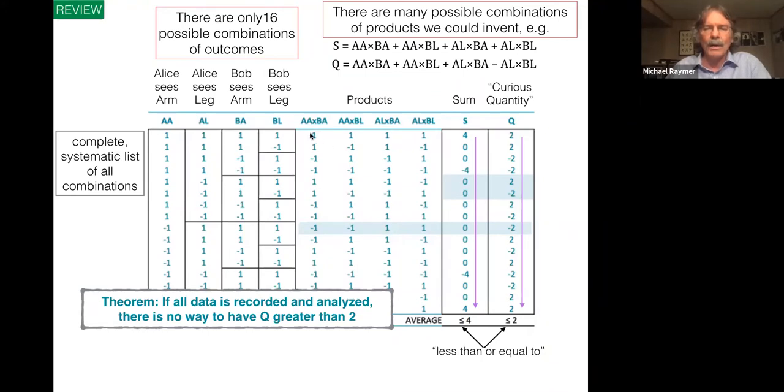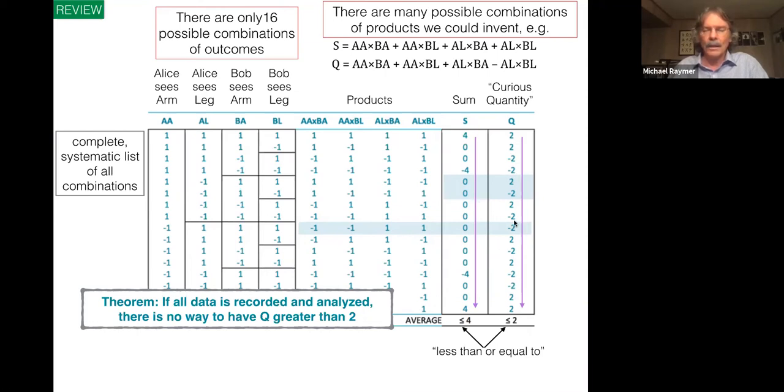And then from those products, I have done 2 things. I've added across to get the sum variable. And I've also defined this curious quantity called Q, which is the plus, plus, plus, minus combination. And the theorem that we saw last time, just by construction, you can see it in this table. There's no mathematics needed other than what's in this table.